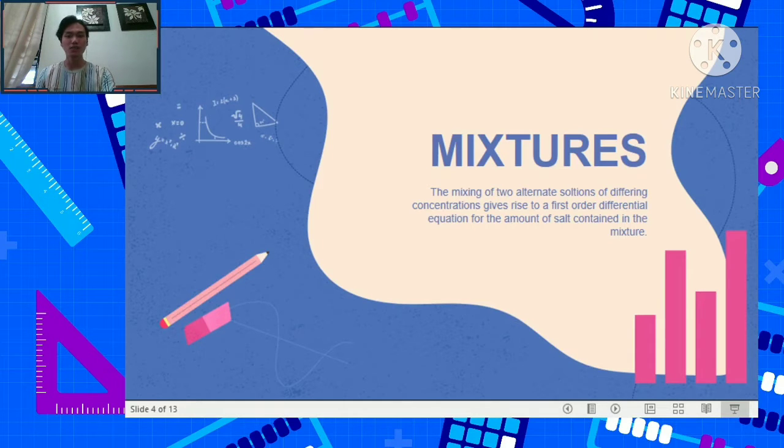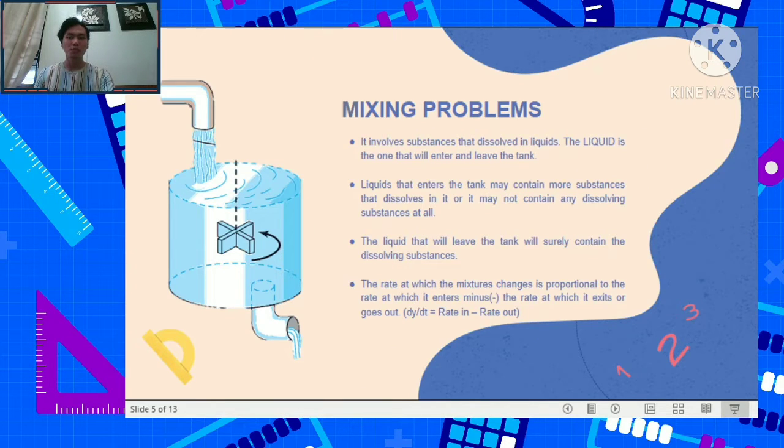Mixtures. The mixing of two alternate solutions of different concentrations give rise to a first-order differential equation for the amount of salt contained in the mixture. Mixing problem. It involves substances that dissolve in liquids. The liquid is the one that will enter into the tank. Liquids that enter the tank may contain more substances that dissolve in it, or it may contain no dissolving substances at all. The liquid that will leave the tank will surely contain dissolving substances.